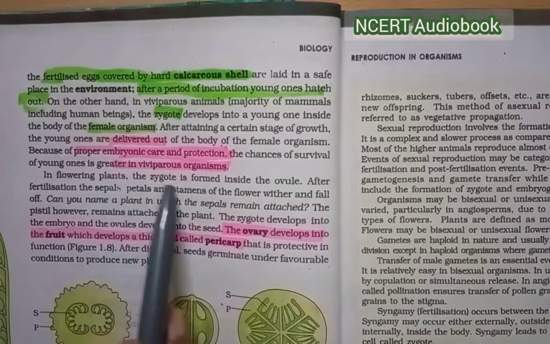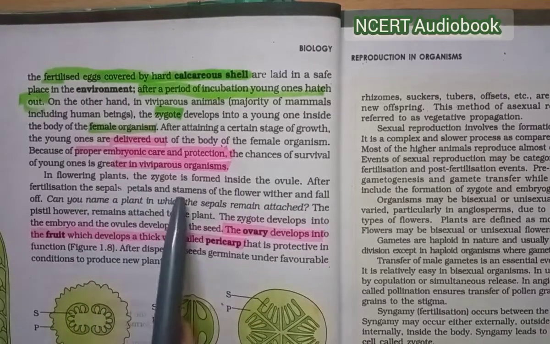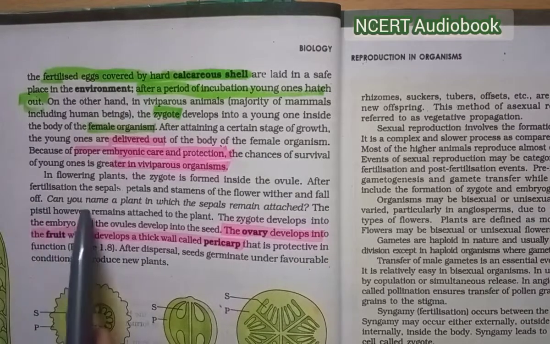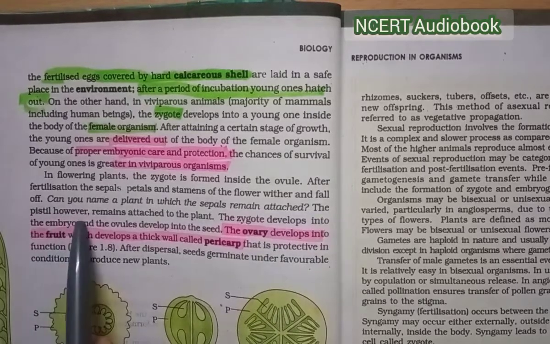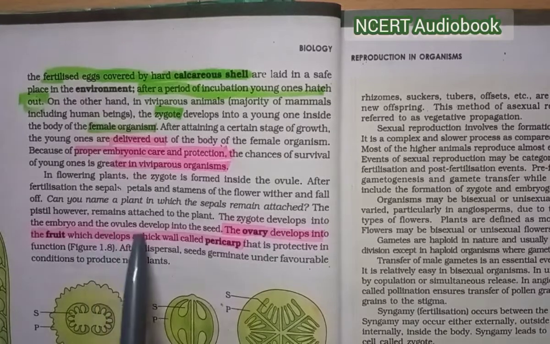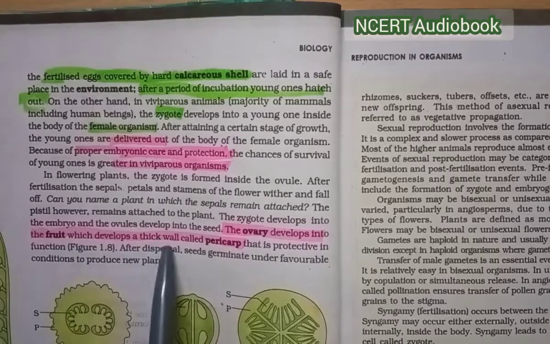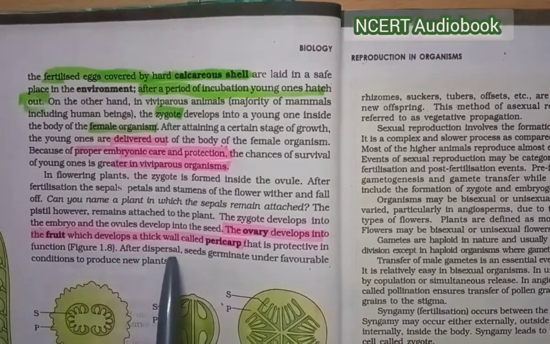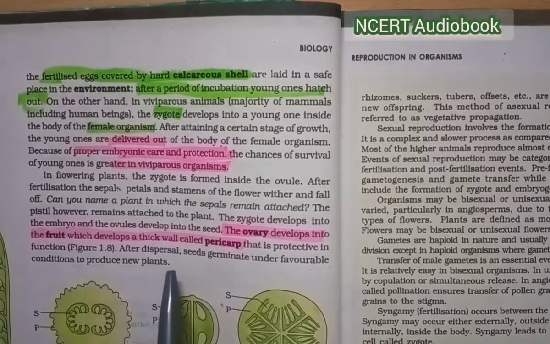In flowering plants, the zygote is formed inside the ovule. After fertilization, the sepals, petals, and stamens of the flower wither and fall off. Can you name a plant in which the sepals remain attached? The pistil, however, remains attached to the plant. The zygote develops into the embryo and the ovules develop into the seed. The ovary develops into the fruit, which develops a thick wall, the pericarp, that is protective in function. After dispersal, the seed germinates under favorable conditions to produce a new plant.